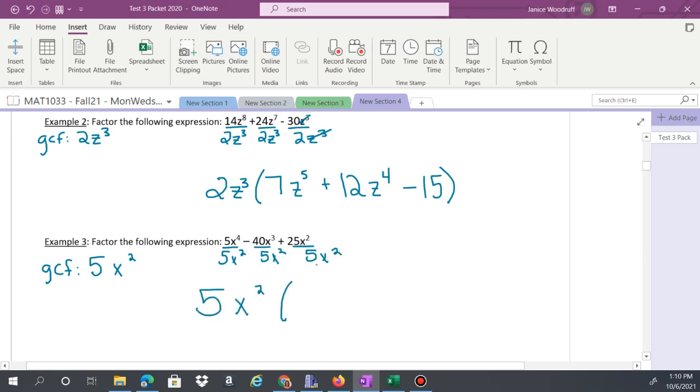We start our parentheses. 5 divided by 5 is 1. X to the 4 minus 2, x squared. Minus 40 divided by 5 would be 8. X to the 3 minus 2 is x to the 1. 25 divided by 5 is positive 5. And then these x squareds are going to cancel.